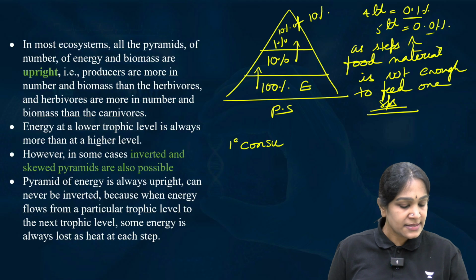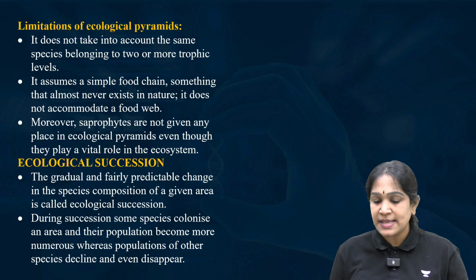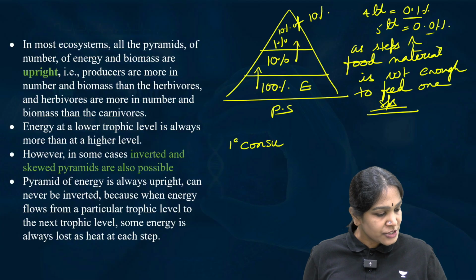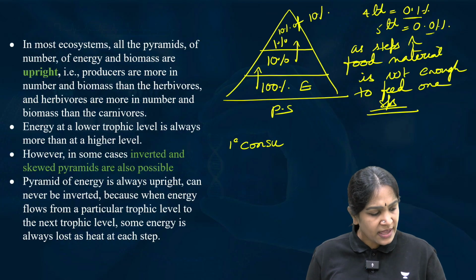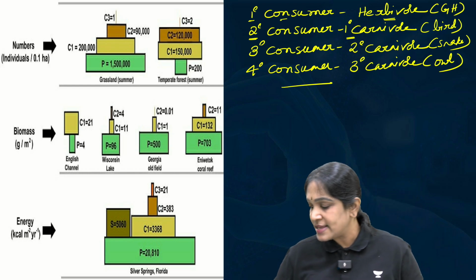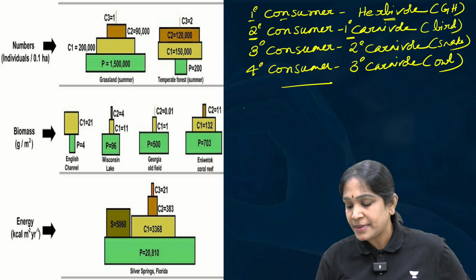Now let us discuss the types of ecological pyramids. We have understood basics about the pyramids. Now let us see the types of ecological pyramids. Okay, we have different types of ecological pyramids. First one is pyramid of numbers.